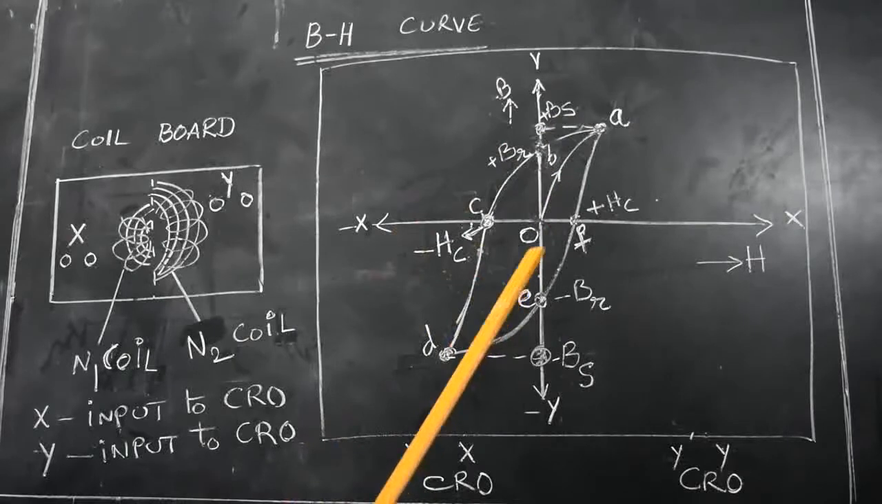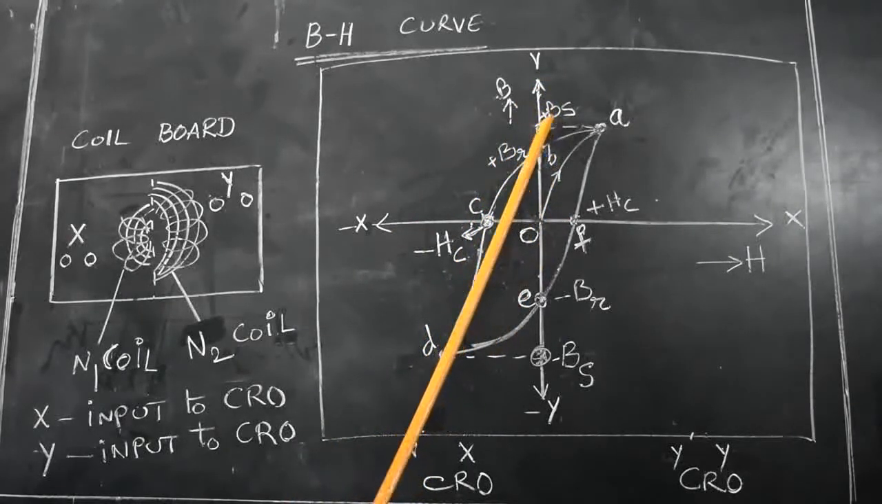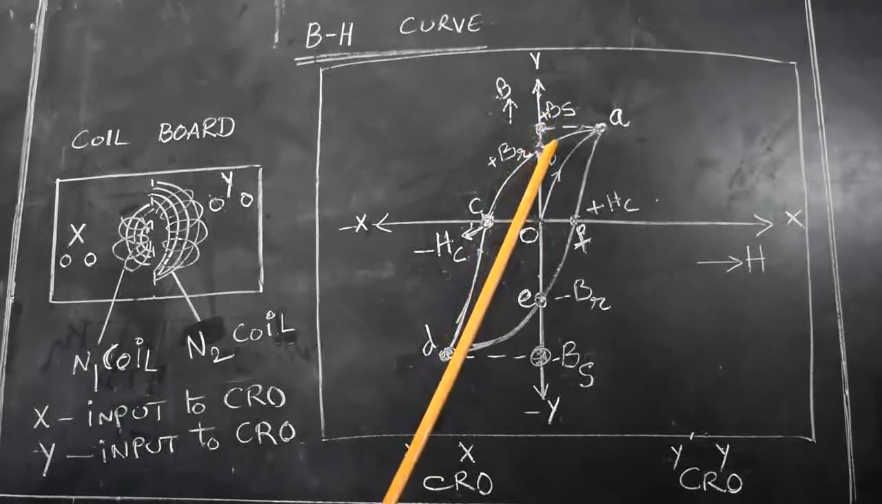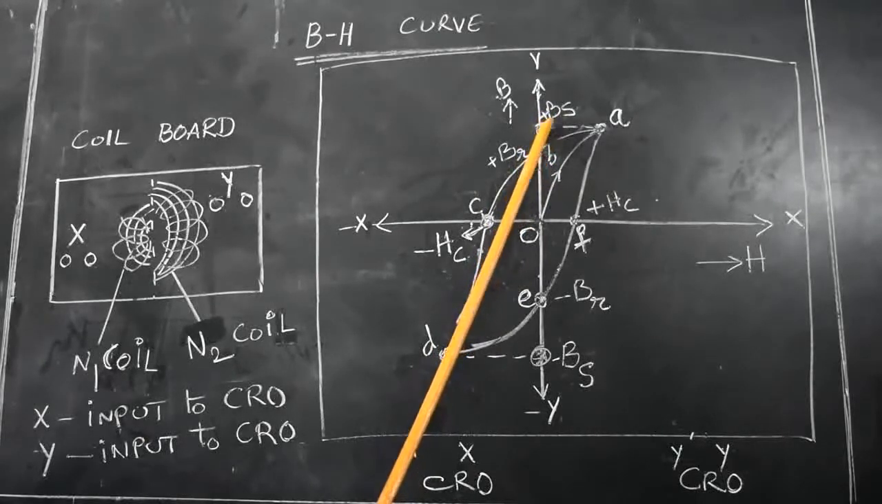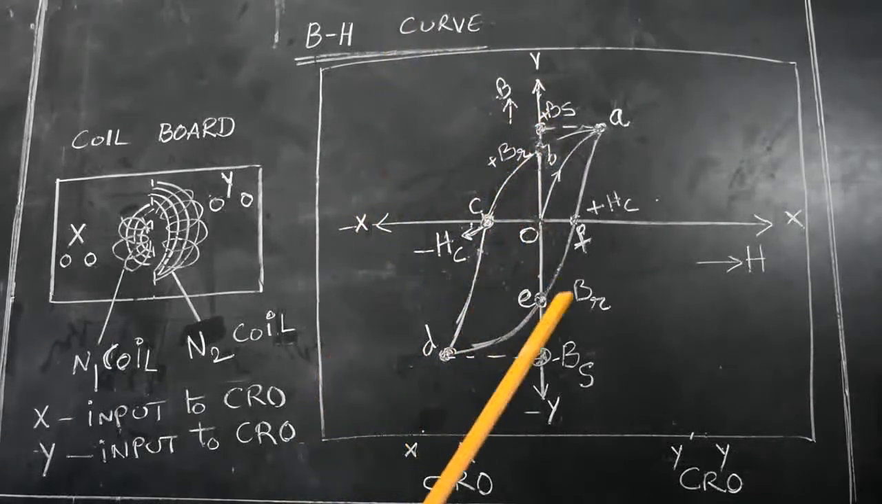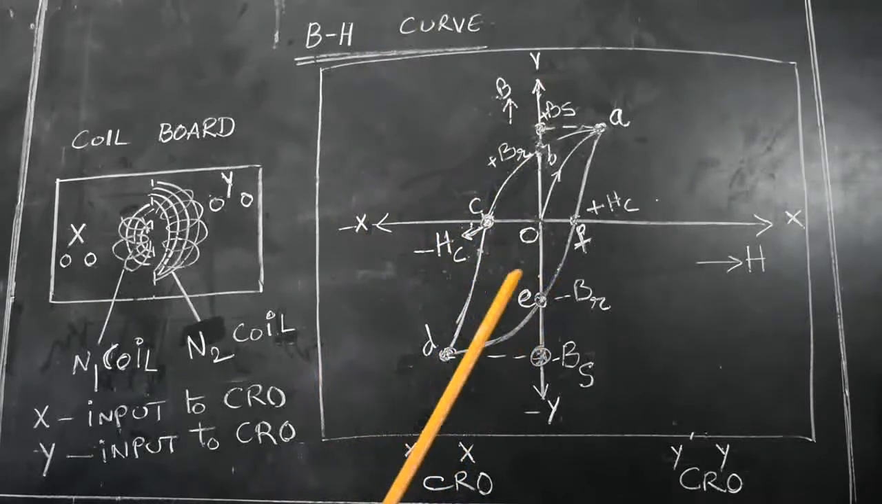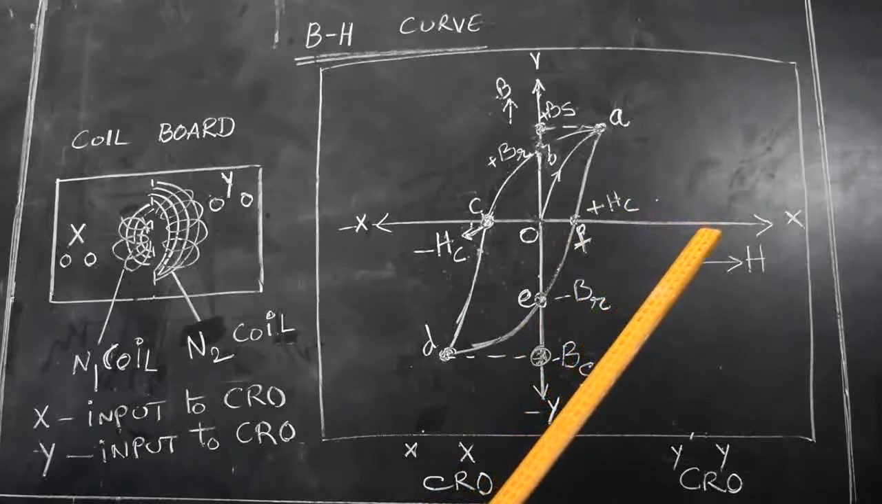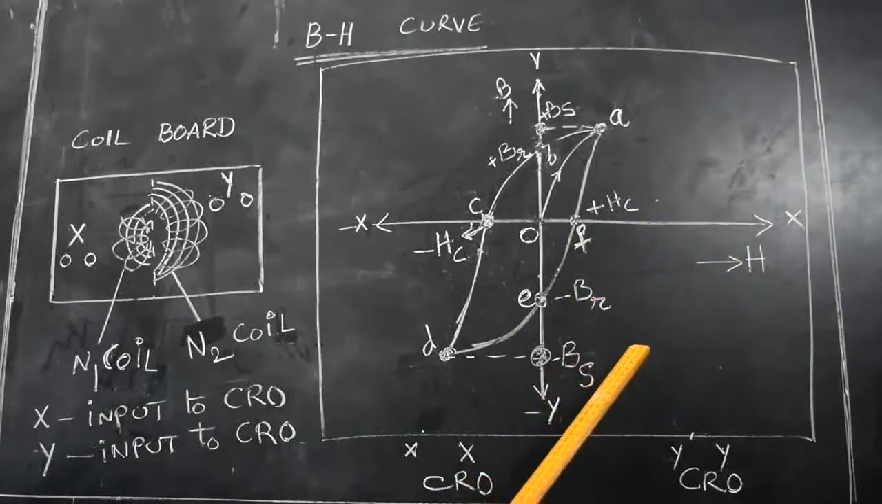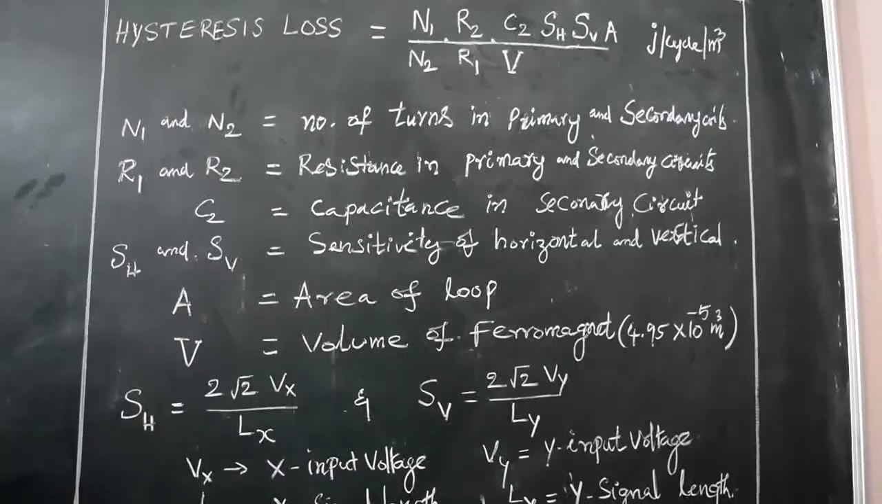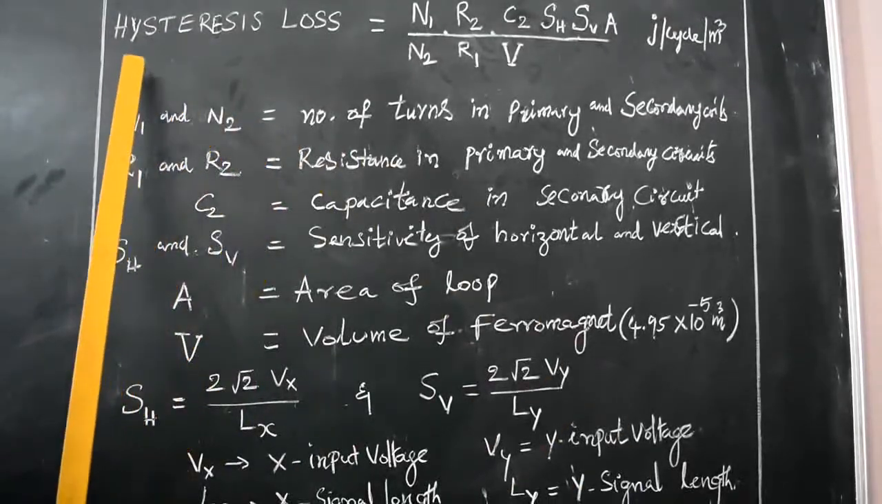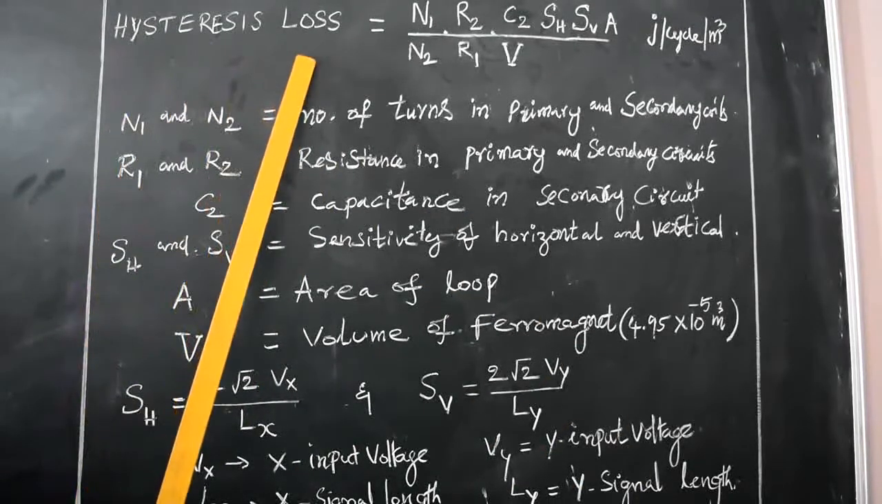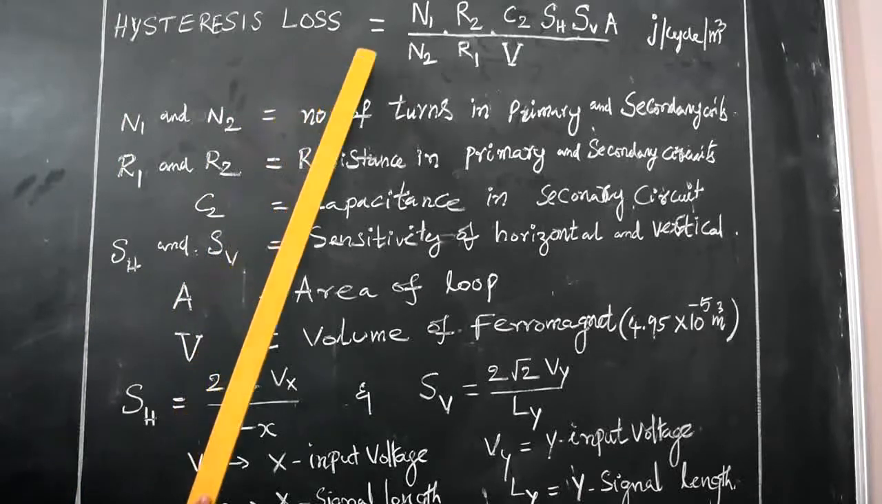Now here H is 0 but the B value is not 0; it is retained at Br. So this much loss of energy is taking place. This energy in the magnetic induction is called the hysteresis loss. We will calculate the hysteresis loss by applying an experimental formula as we explained. We will calculate the hysteresis loss of the ferromagnetic material by this formula.